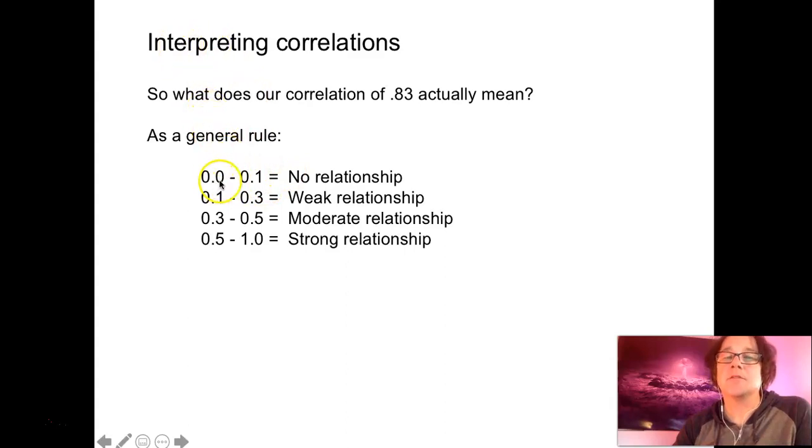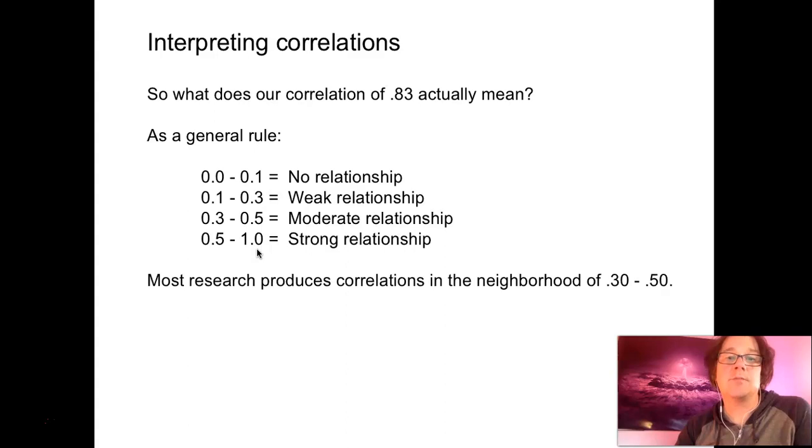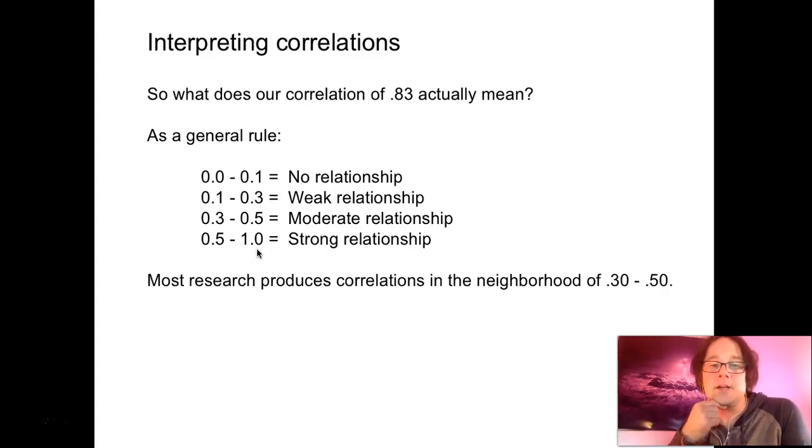So again, 0 to 0.2, you'd be like, really nothing going on. 0.2 to 0.4 would be a weak relationship, but something there. 0.4 to 0.6 could be a moderate relationship. Pretty substantial, not so bad. And then 0.6 to 1, we would consider that to be a pretty strong relationship there.